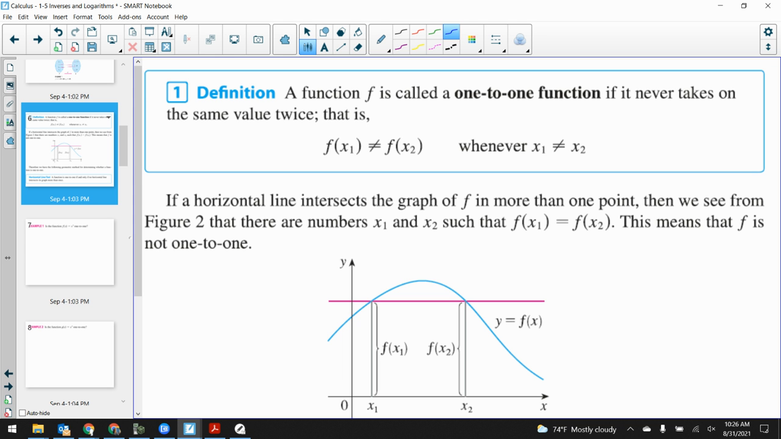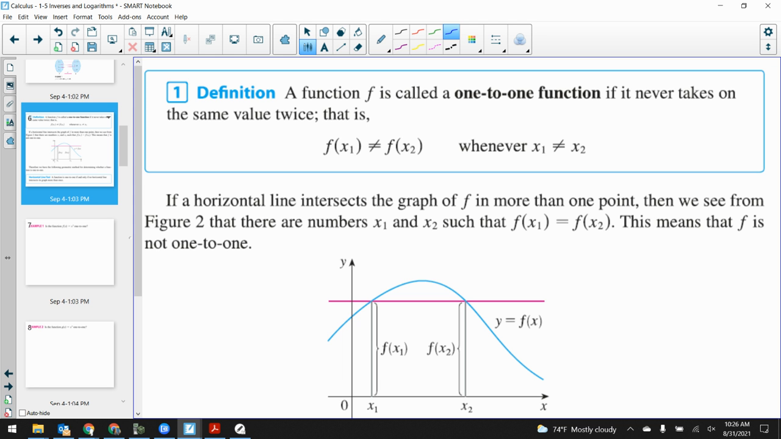Graphically, what does that look like? If a horizontal line intersects the graph of f in more than one point, then we see from figure 2 that there are numbers that exist, x1 and x2, such that the y values are the same. So say here's our splice at x1, here's our splice at x2. Notice that these two x values have the same y value. This means that this function right here is not 1-to-1. If you can draw the horizontal line test and it crosses twice, it's not 1-to-1.